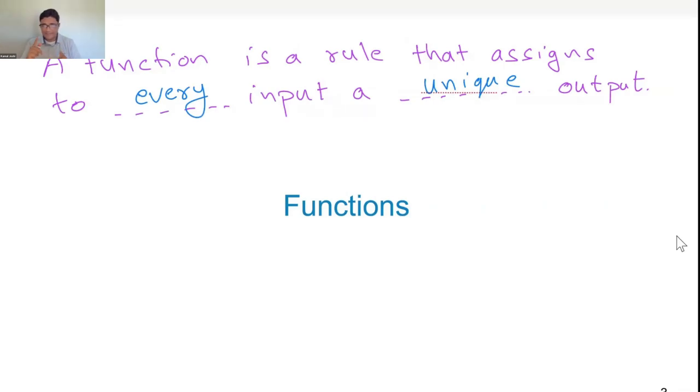Two words are every and unique, very important. So you cannot take an input value and give it two different outputs, then it is not a function. Okay, and you cannot miss any input value. You have to assign an output to every input value. That is a function. Basic idea.